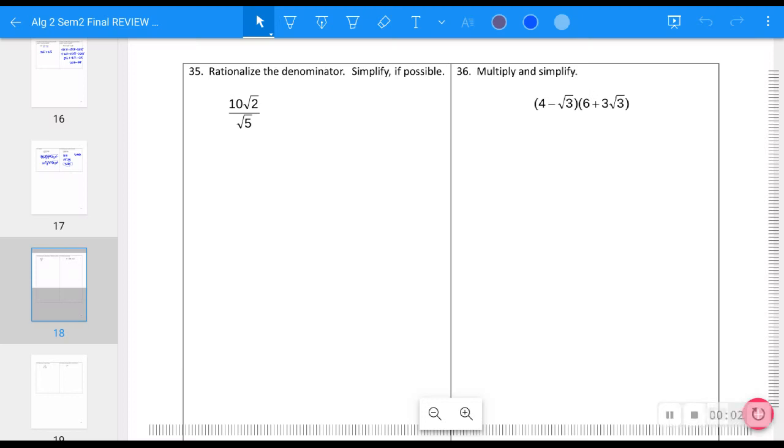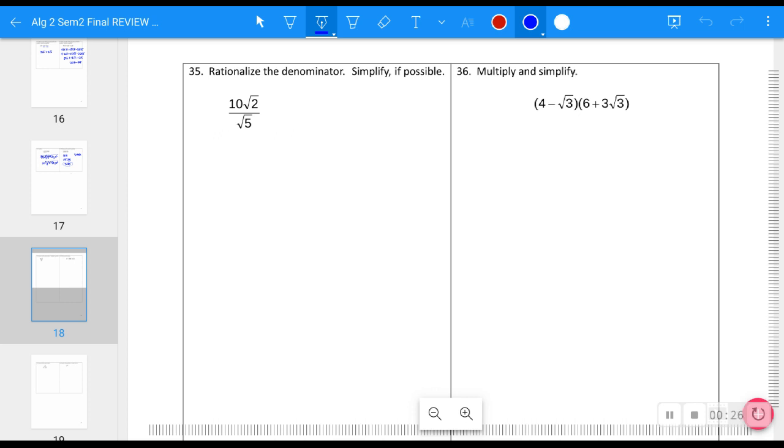Okay, we're continuing the review for the second semester final exam in Algebra 2. At this point, we're picking up with problem 35. What we have here is a square root on the bottom of a fraction, and that's what you've got to fix. You're not allowed to have a square root on the bottom of a fraction.